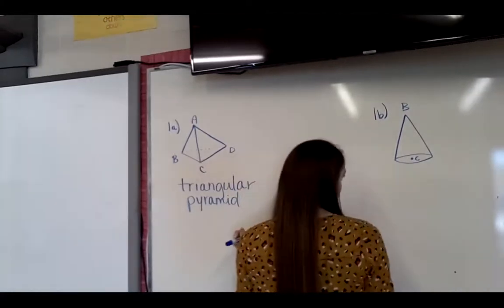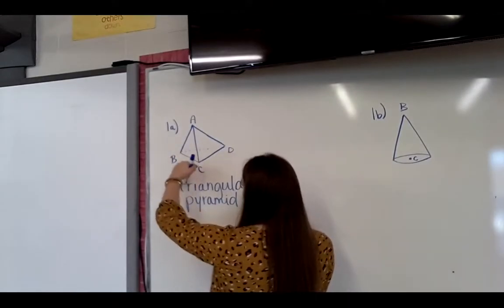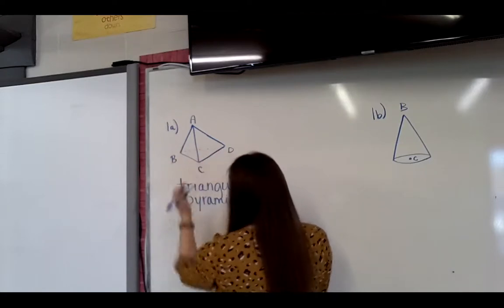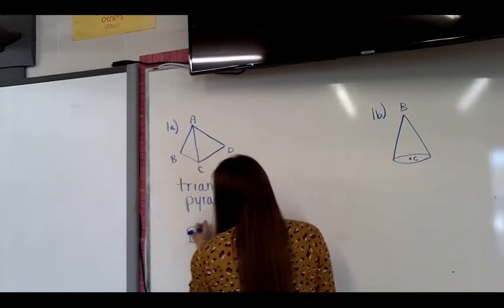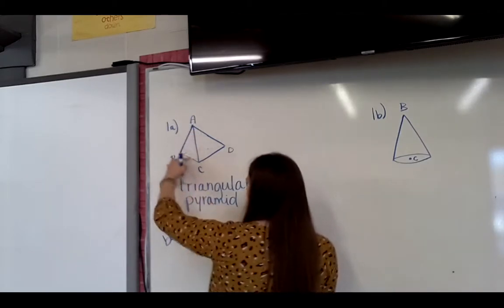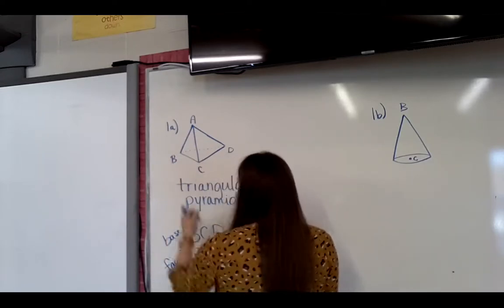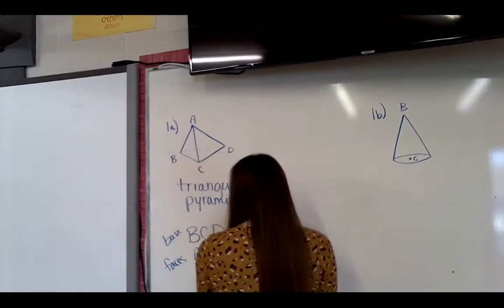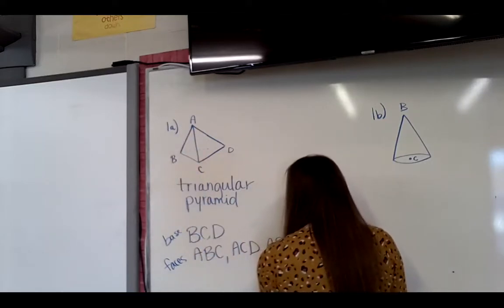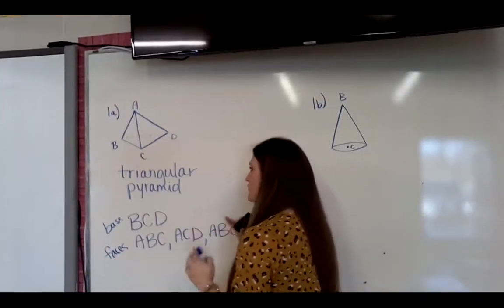Then it said name the bases, faces, edges, vertices. Okay, so bases is what they sit on. So the base of this one, and the order doesn't matter as long as you go around. So I'm going to say BCD, or you could say CDB or DBC. So BCD, that's the base. Faces would be the sides. So I have side ABC over here. I have this side, ACD. Then we have that back side, ABD.